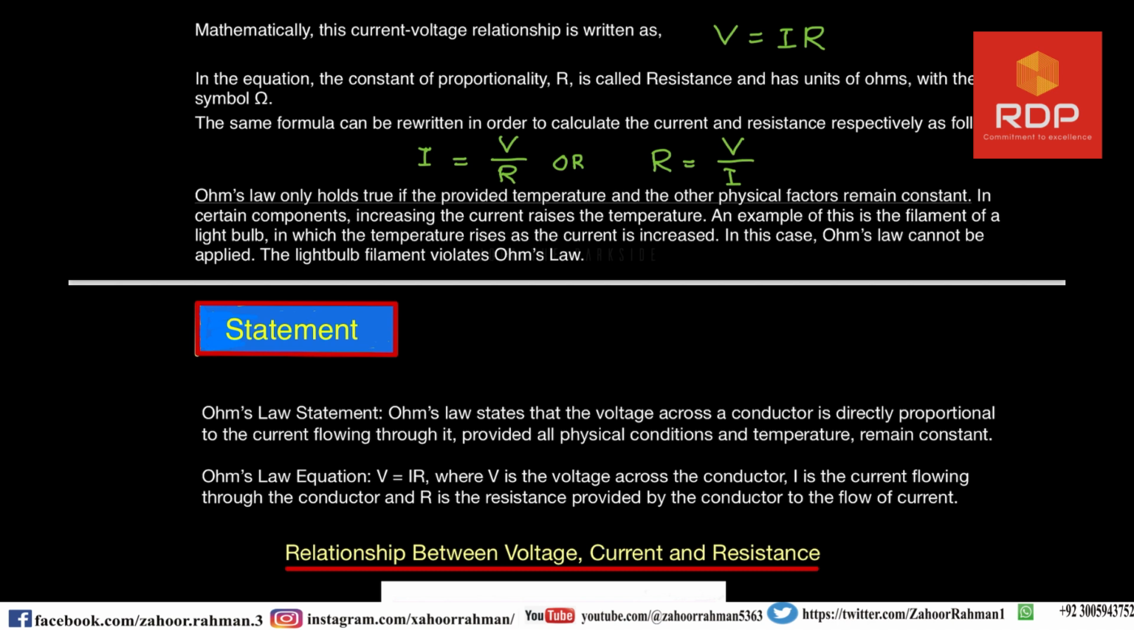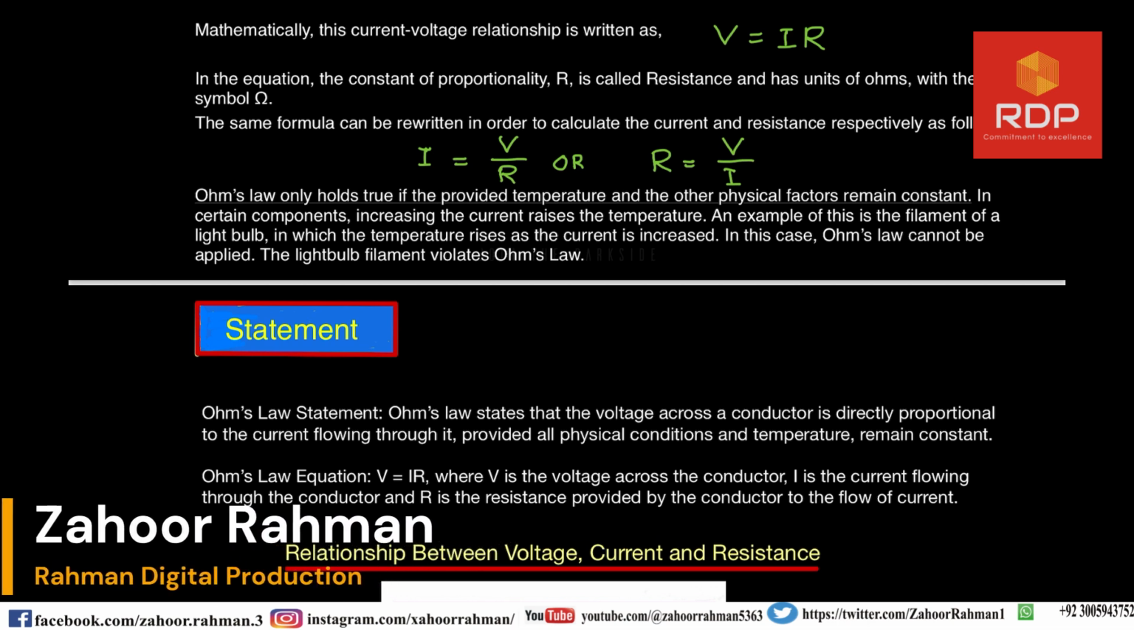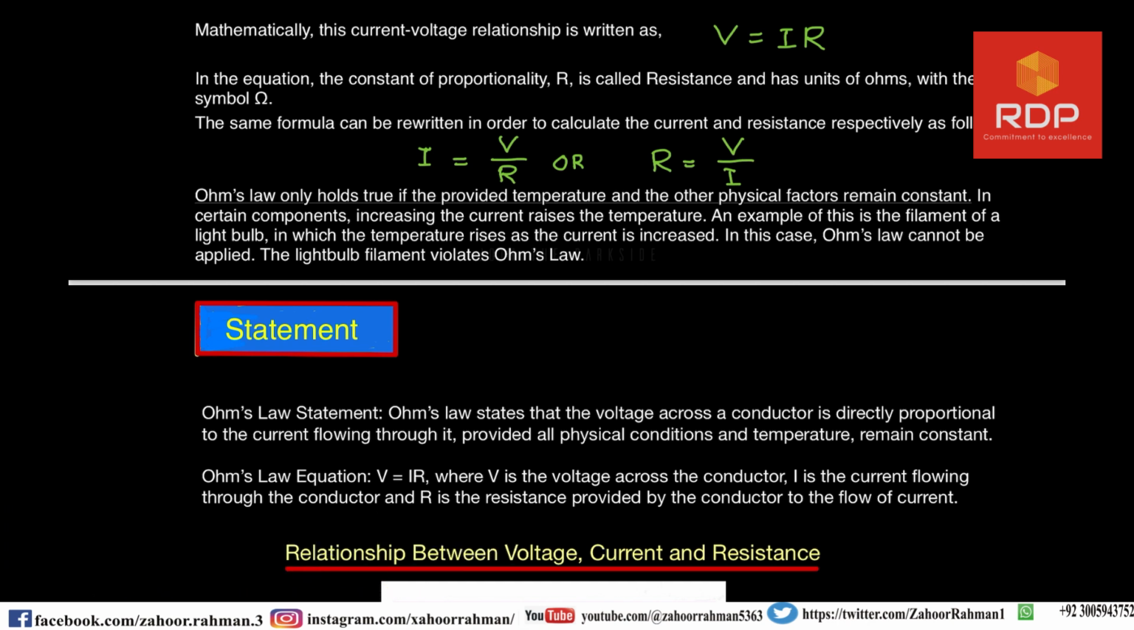In certain components, increasing the current raises the temperature. Yes, this is the practical observation. An example of this is the filament of a light bulb, in which the temperature rises as the current is increased. Have you ever experienced it? When there is a filament bulb and you touch it after turning it on, it will feel hot. So it means the temperature is increased because there is a high resistance in the filament. In this case, Ohm's law cannot be applied. The light bulb filament violates Ohm's law. So remember that Ohm's law is not applicable in all situations.